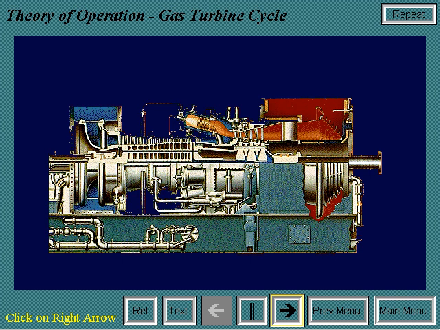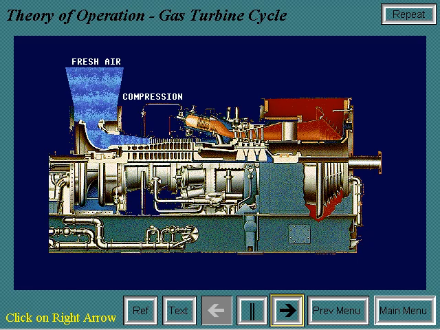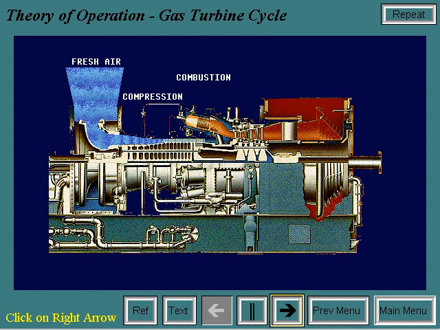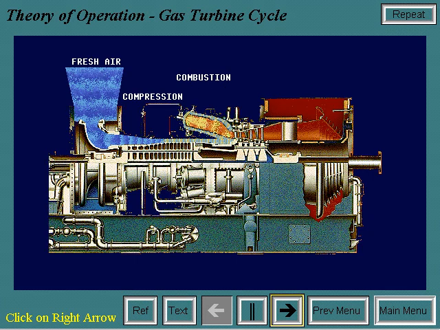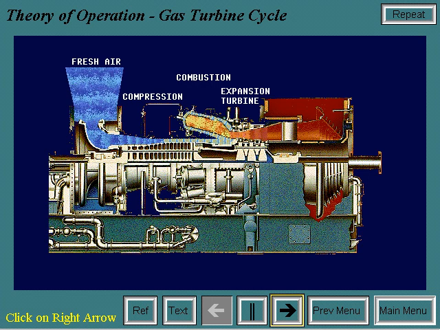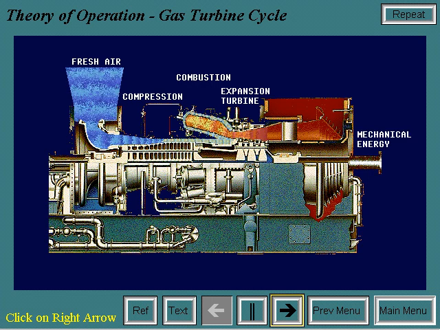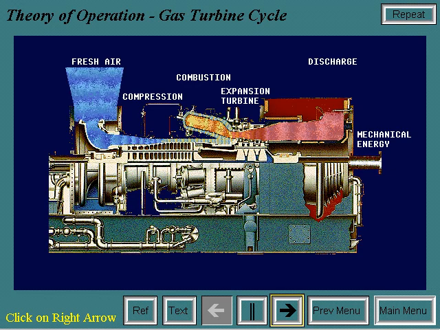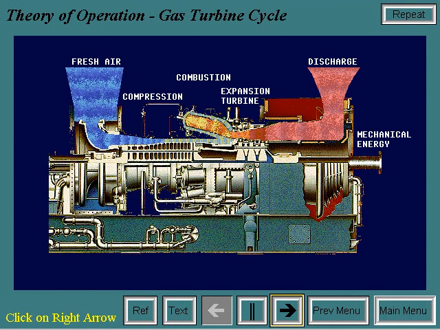A gas turbine operates by drawing in fresh air, then compressing it to a higher pressure through its axial flow compressor. Next, fuel is added to the compressed air and burned, which raises the energy level. This high-pressure, high-temperature air is then sent to an expansion turbine, where the gas energy is converted to the mechanical energy of a rotating shaft.